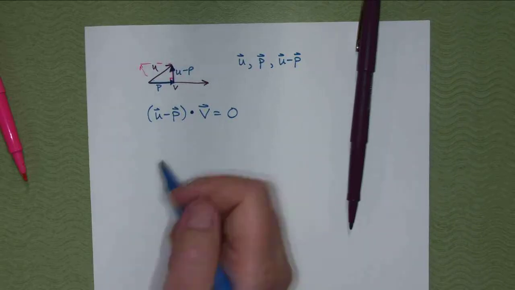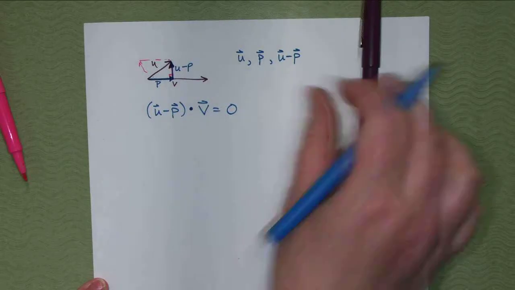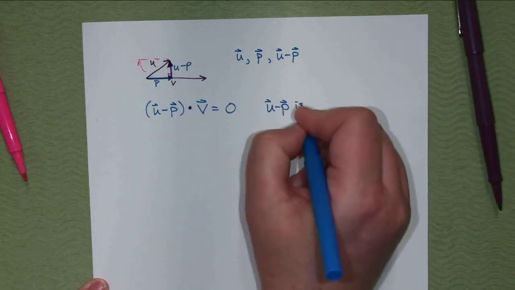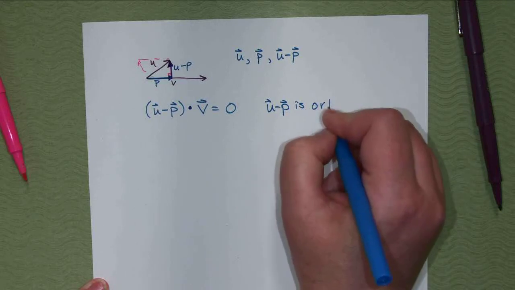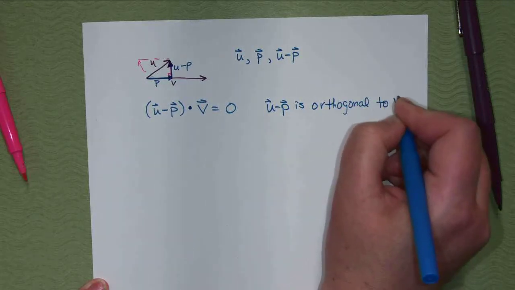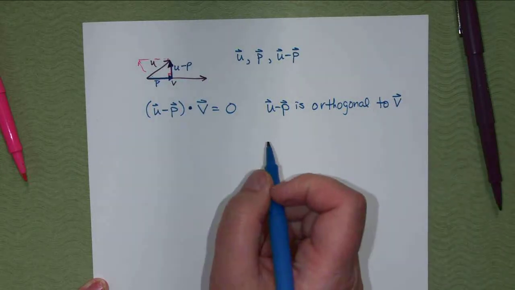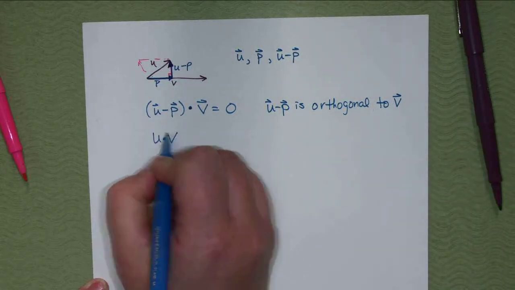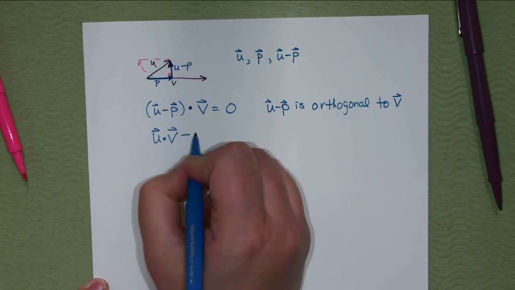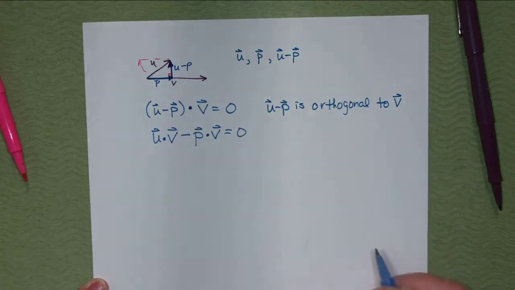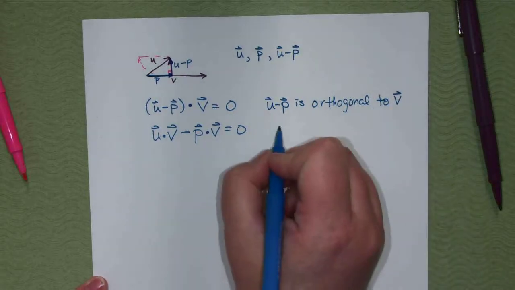So this is saying that U minus P is orthogonal to V. So if we multiply this out, U dot V minus P dot V, and let's solve for P.